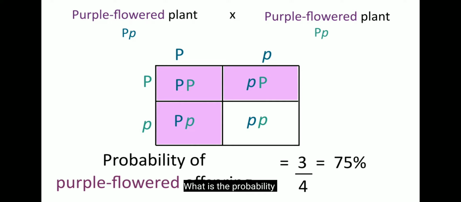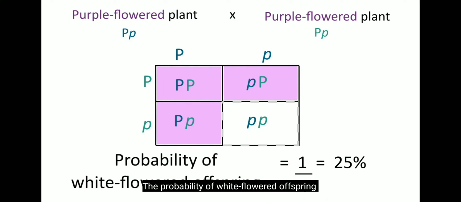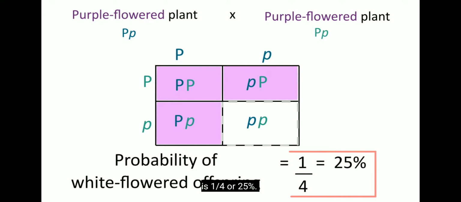What is the probability that an offspring of these plants will have purple flowers? There are 4 scenarios which are equally likely. 3 of them produce purple flowers. So the probability is 3 by 4 or 75%. The probability of white flowered offspring is 1 by 4 or 25%.